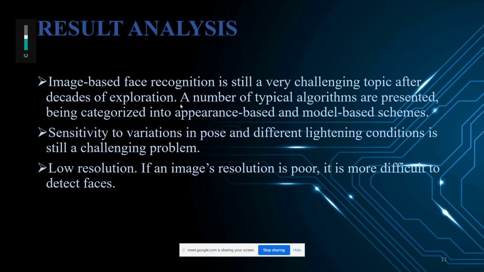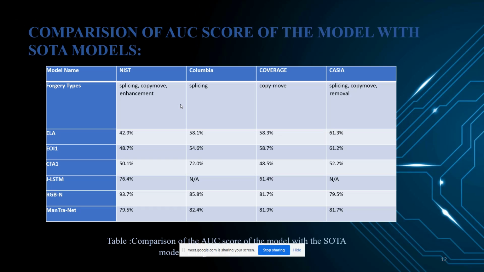And here Nutan is explaining the comparison of the AUC score. Comparison of the AUC score of the model with the SOTA models using the benchmark datasets. AUC stands for Area Under the Receiver Operating Characteristic Curve. It provides an aggregate measure of performance across all possible classification thresholds. SOTA stands for State of the Art Deep Neural Network.